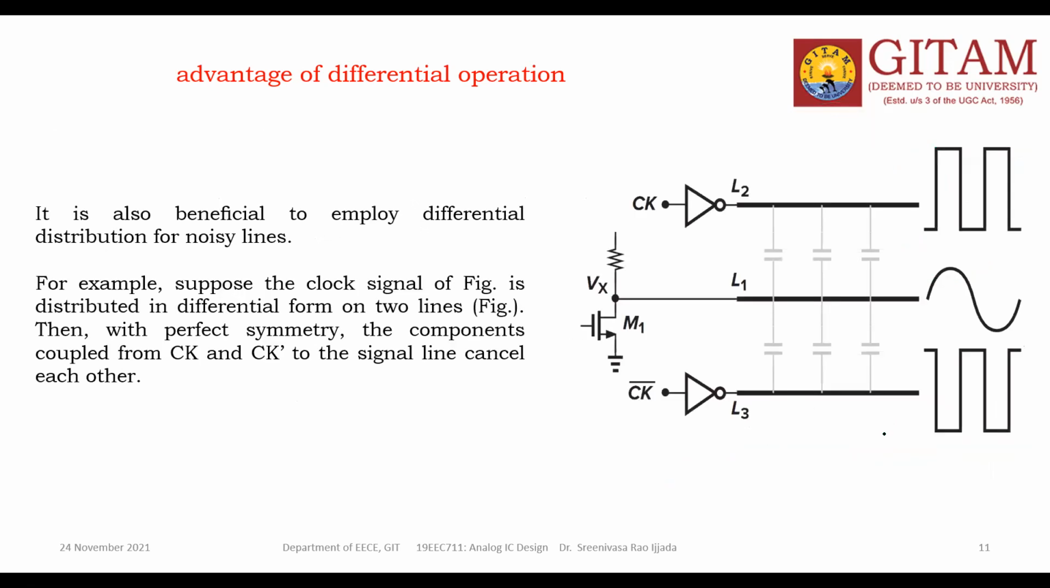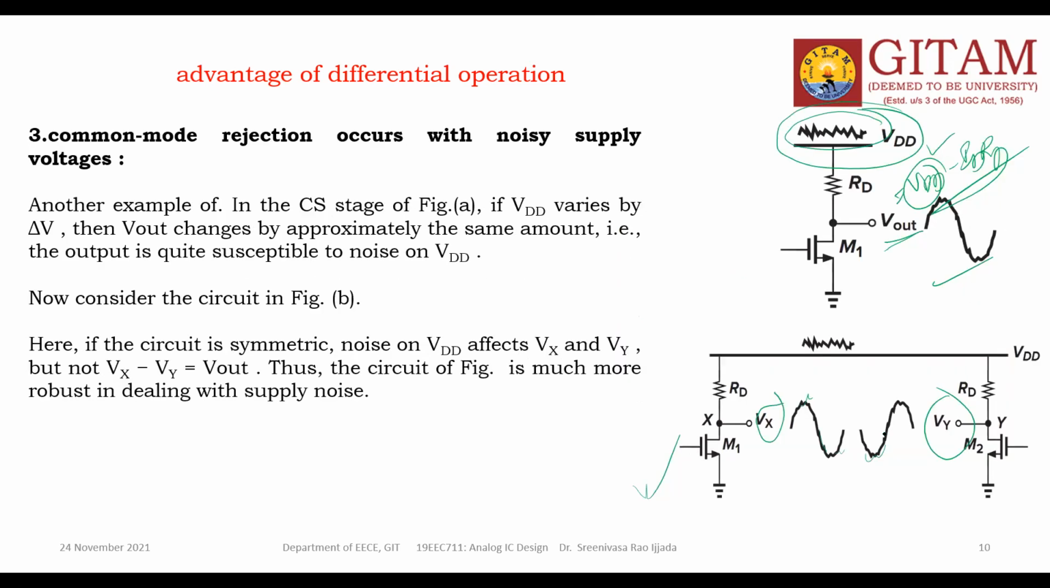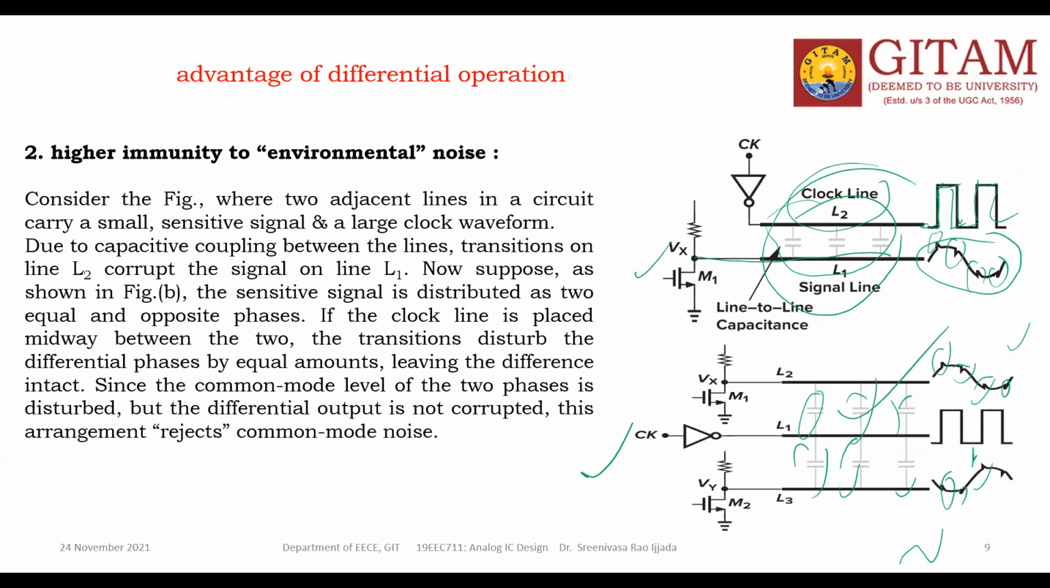Yeah, this is one more arrangement about that. Earlier I told you, one clock line and two signal lines. You can change it to only one signal line and two clock lines. Then also your noise can be eliminated. This is another version of this circuit.